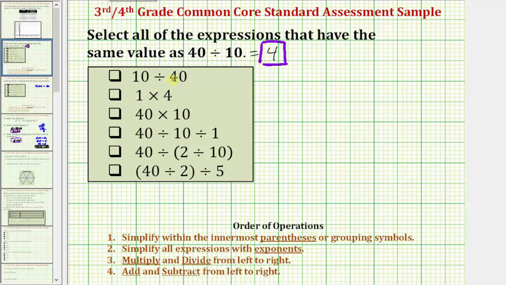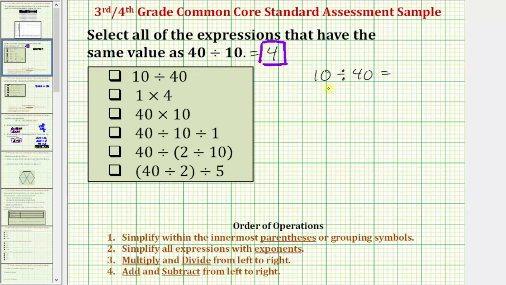So looking at the first expression, we have 10 divided by 40, which is asking how many 40s are there in 10. If we recognize right away this quotient is not going to be 4, we can go ahead and go to the next expression and not check this expression as having the value of 4. It's not going to be worth our time on a test like this to perform this calculation if we know it's not equal to 4.